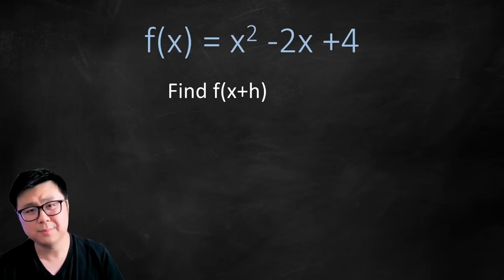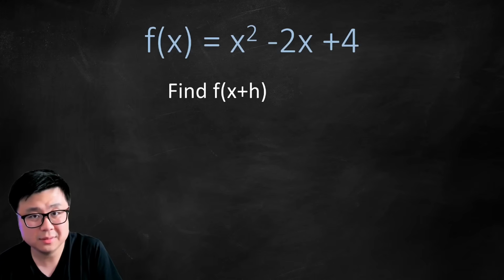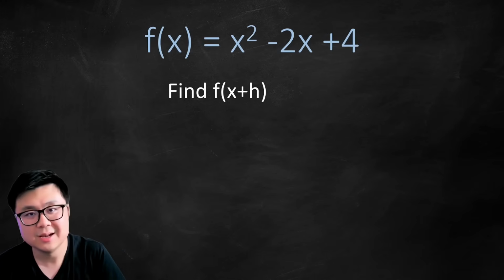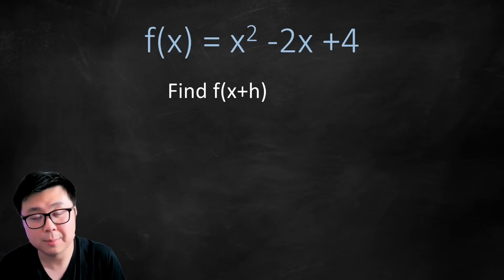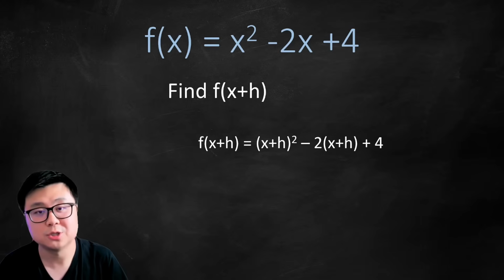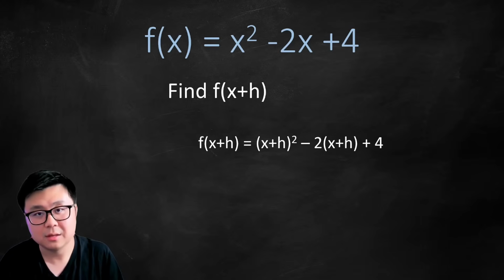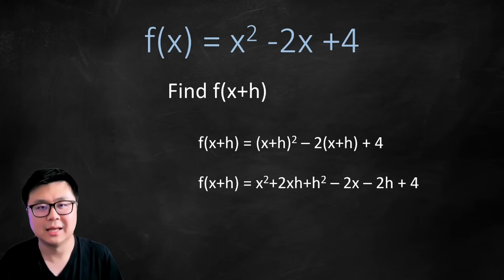This one might look weird because our specific input that they want, which is x plus h, has no numbers in it. But that's fine. We're going to just stick with what we know. We're going to replace our default inputs of x with x plus h. So it should look something like this. And then with a little bit of simplification, foiling, expanding the brackets, it will look like this.